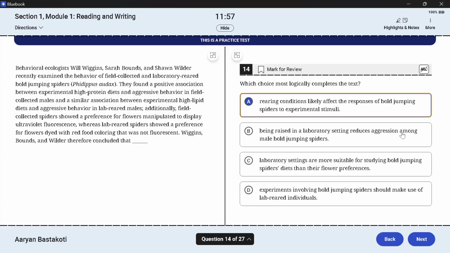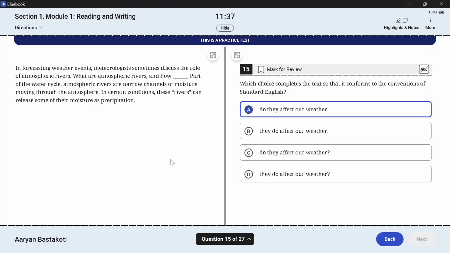Being raised in a laboratory setting reduces aggression. Not really, because both are aggressive. Laboratory settings are more suitable for studying bold jumping spiders. Not really. Experiments involving bold jumping spiders should make use of lab-reared individuals. Not really. So this is the comparison, and this is the right answer.